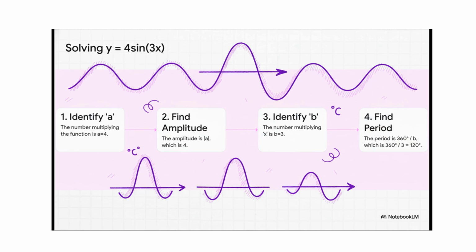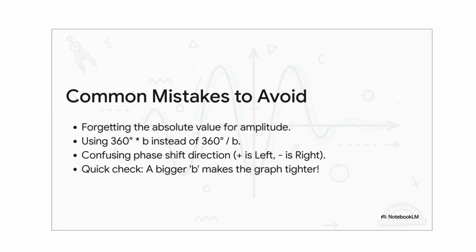Simple. Step 2, look for the b value. That's the number next to the x. It's 3. So the period is 360 divided by 3, which is 120 degrees. And just like that, you know the 2 most important things about this wave. See how that works?